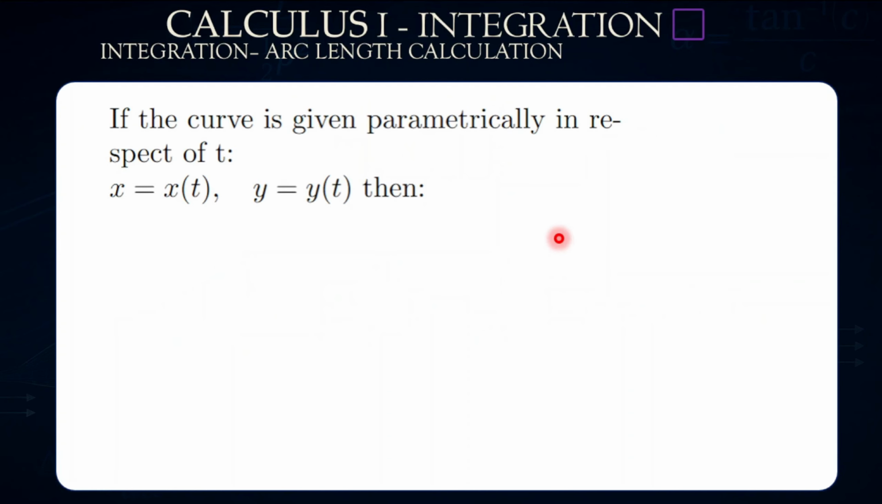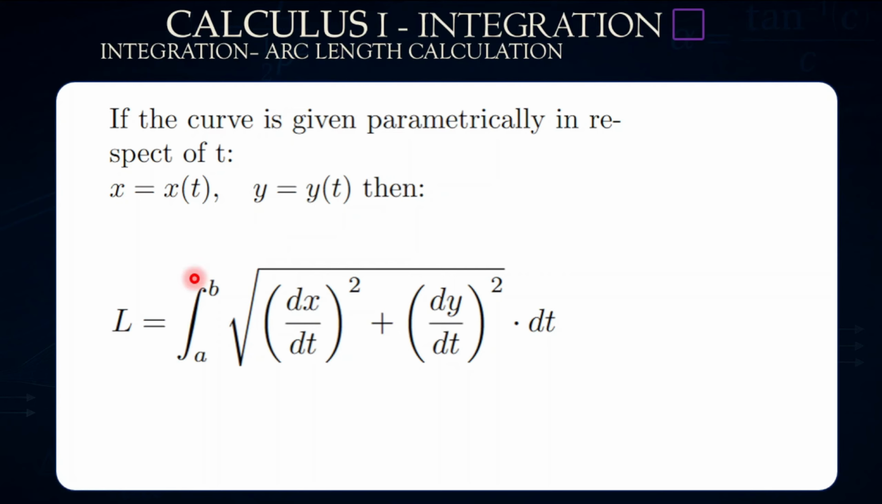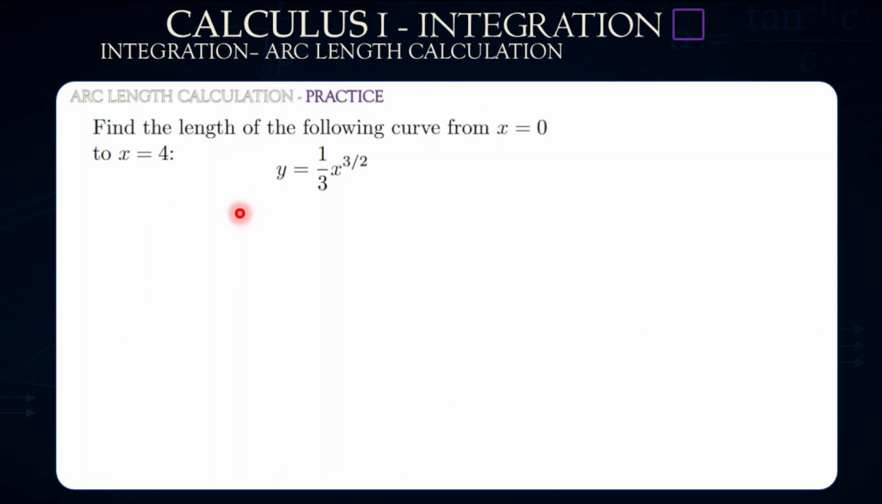Now, if the curve is given parametrically in respect of t, like a parametric equation x equals x of t, as an example x equals 3t plus 1, and y is also given in respect of t, then L becomes the integral from a to b of the square root of (dx over dt) squared plus (dy over dt) squared, times dt.